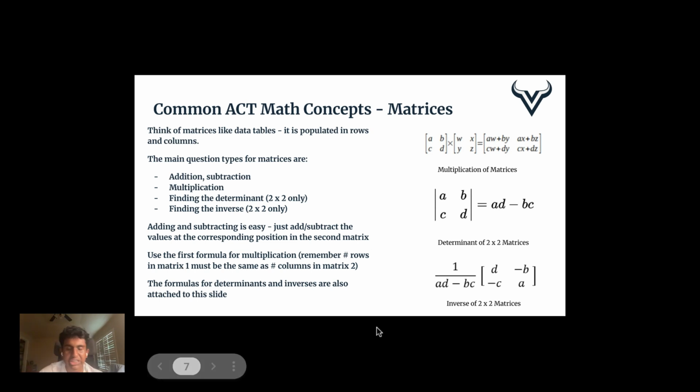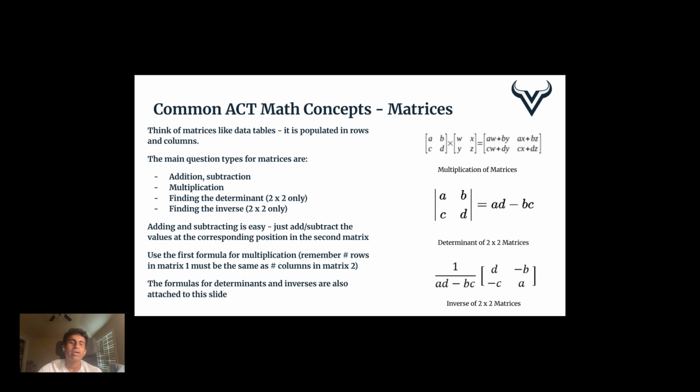Now for the multiplication of matrices, take a look at this example here. Basically, you're multiplying every possible number into that number. This is the formula to do it. For example, ABCD times WXYZ, you'd have AW plus BY for the first coordinate, and then AX plus BZ over here, and then CW plus DY over here, and then CX plus DZ over here.